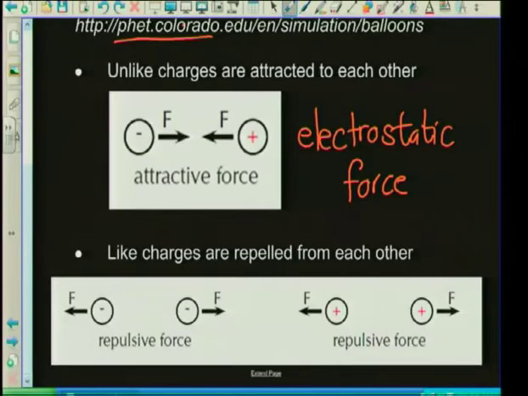And you see that with ionic bonding. Okay, that's why ionic solids like salt are so strong. Because when you're breaking up a salt particle, you're actually breaking up this electrostatic force. Okay? Why am I telling you all of this? Because you've got to see the connection between your chemistry and your physics. Okay? Unlike charges attract. Like charges repel. Okay, very, very important.